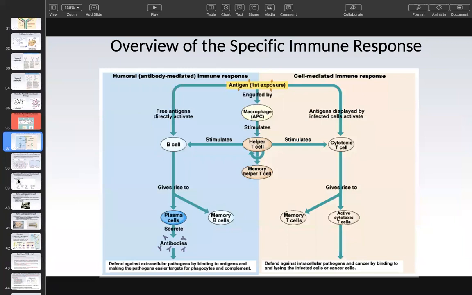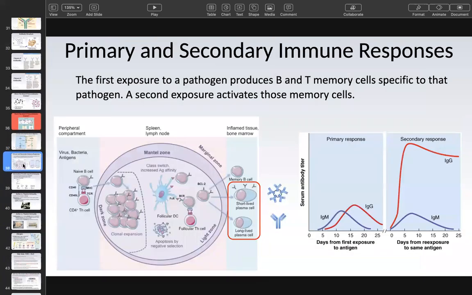The immune system is an intricate play of different players that come together to eventually ensure that the body has the protection it needs to withstand a potential infection. This is an overview diagram of how the different players come together, which I will leave for you to review. In this next segment, we will discuss the difference between a primary and secondary immune response.